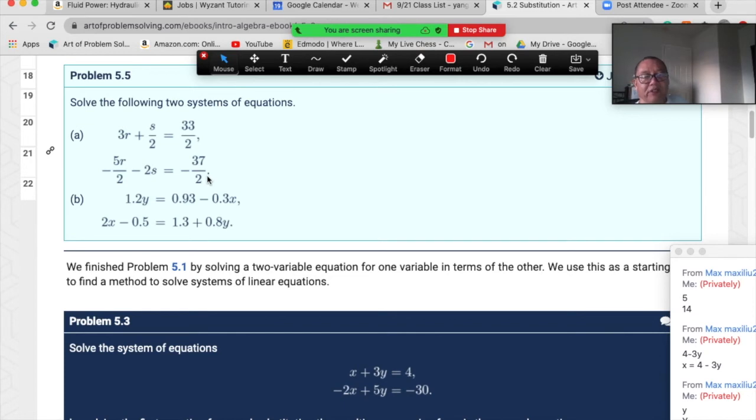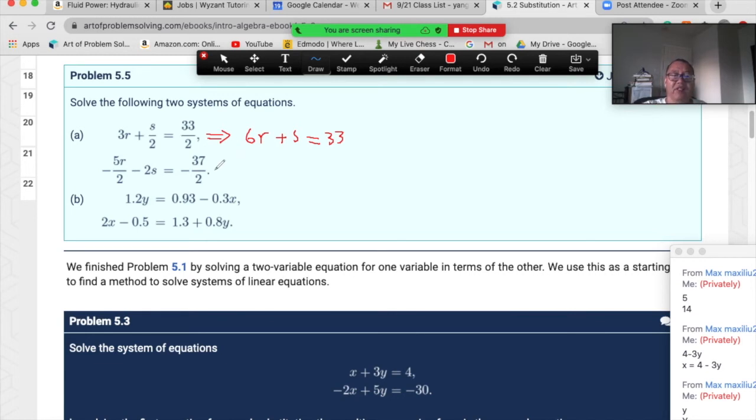Fractions are hard to calculate. So first, we need to make this equation only related to integers. That means we need to cancel out the fractions. To do that, both sides times 2. We can convert this equation to 6r plus s equals 33. Okay, both sides times 2.